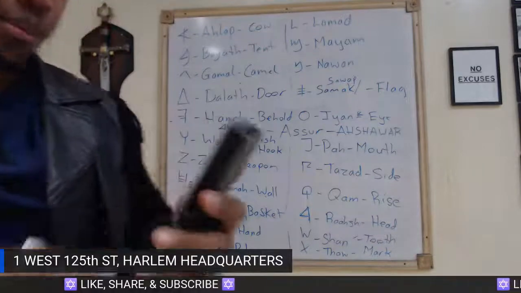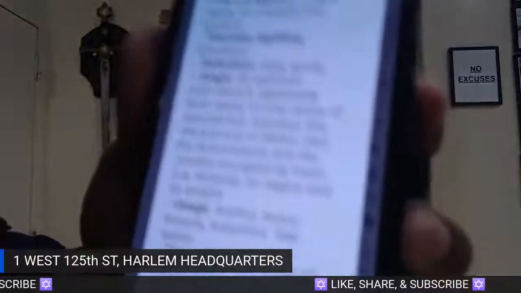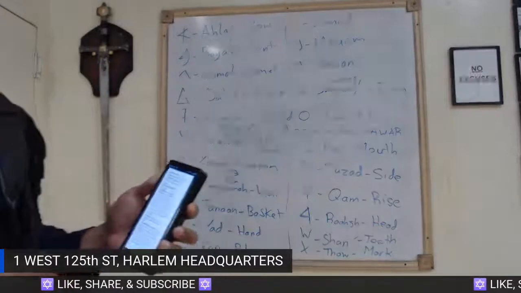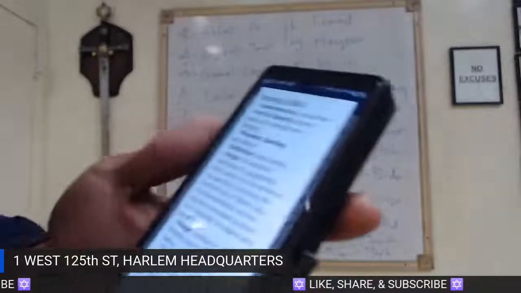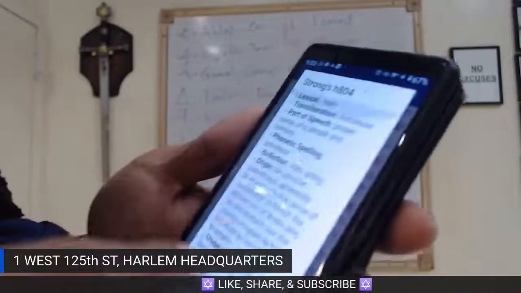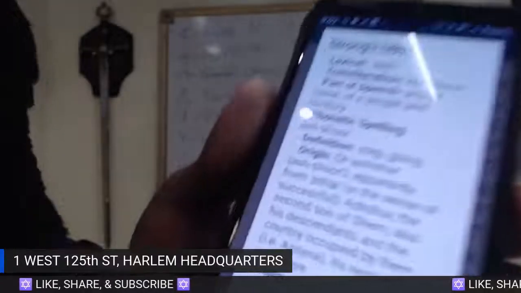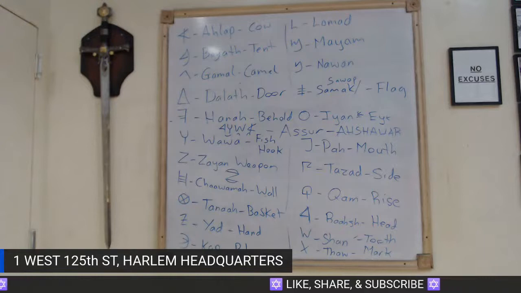Their origin of its definition, I'm not sure. I know Ashar is a word for happy in one context, right? Usually when it's written, Ashar is what will say that. Okay, but Ashar means happy. I don't know if the word for Assyria means happy. I'm not sure. We have to look into our concordance to see what they give us here.